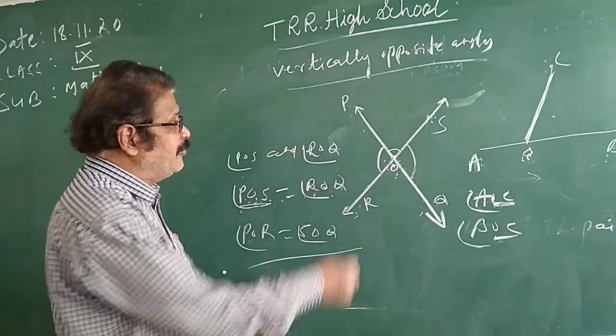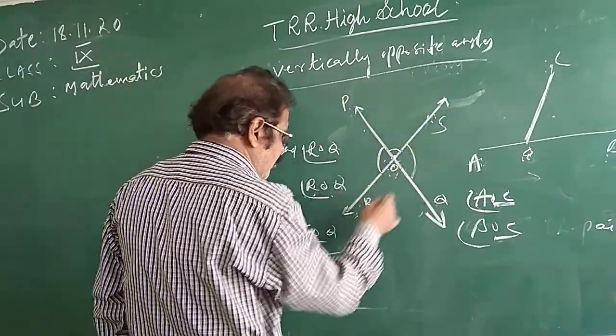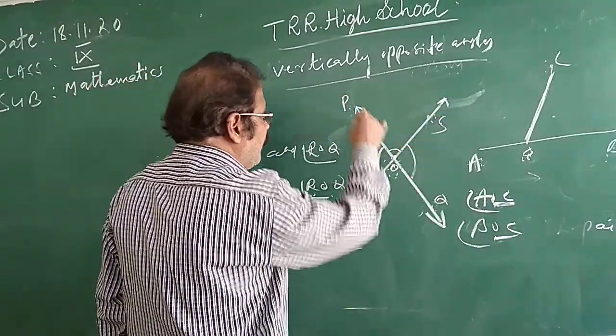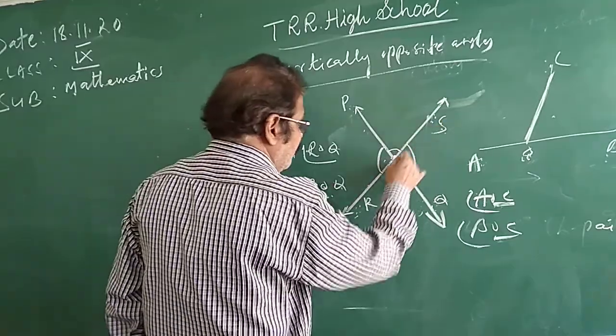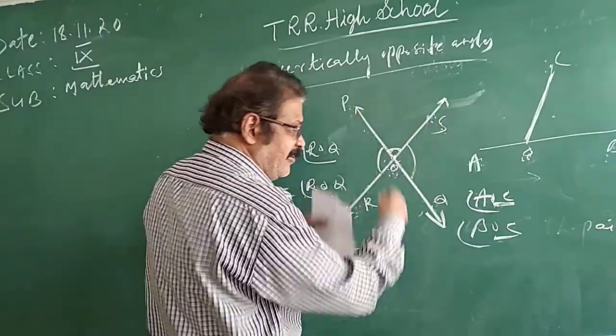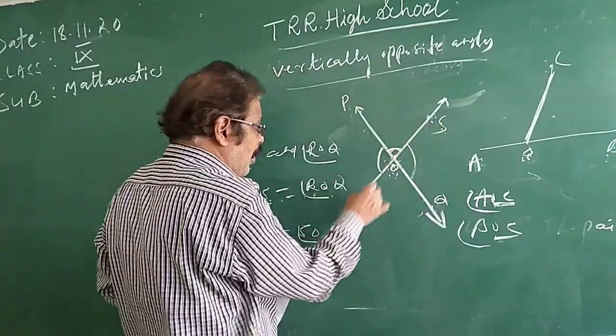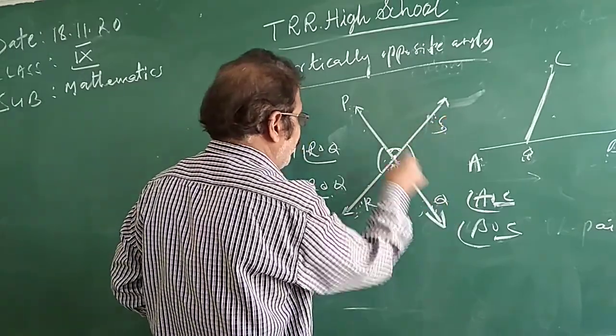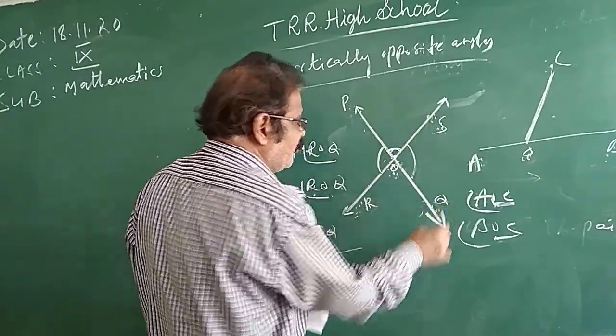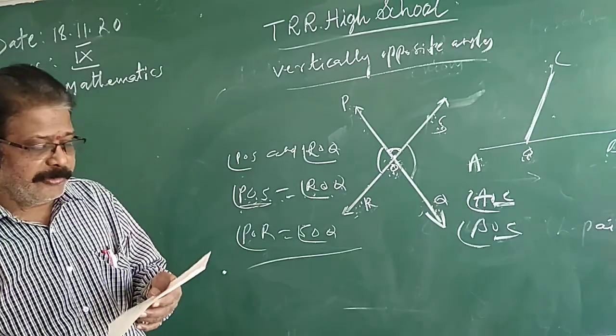What are the vertically opposite angles here? POS is equal to ROQ. POR is equal to SOQ. See, vertically, side by side. POR is equal to SOQ, and POS equals ROQ. So these are vertically opposite angles, children.